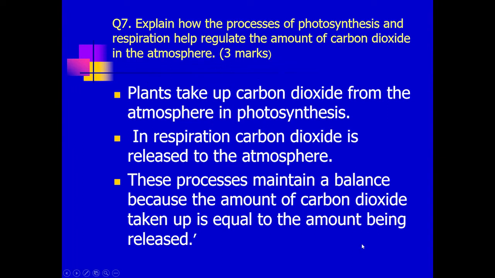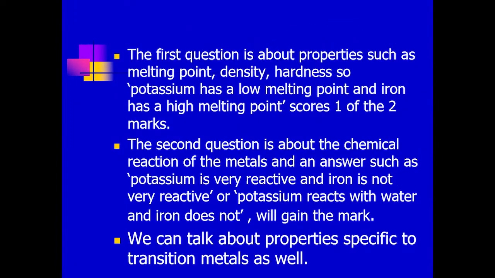Explain how the processes of photosynthesis and respiration help regulate the amount of carbon dioxide in the atmosphere. The carbon cycle is basically eliminated from your syllabus. That was a question taken from a previous paper. Carbon dioxide is taken from the atmosphere in photosynthesis, and in respiration, carbon dioxide is released to the atmosphere. So this is basically the carbon cycle, which is not a part of your exam now.